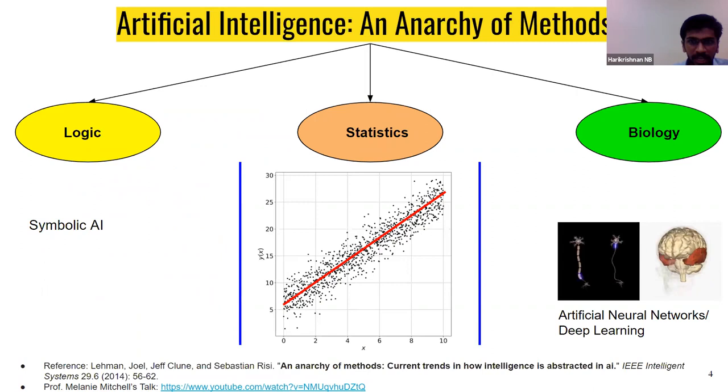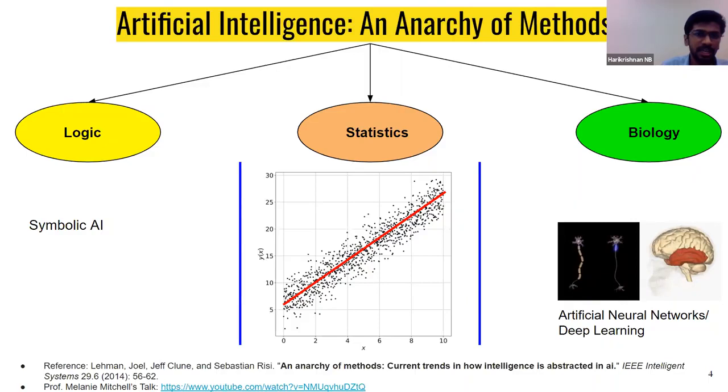But one definition which I like most is defining AI as an anarchy of methods. This was in the following paper. Let me just highlight that paper here. Yeah, an anarchy of methods, current trends in how intelligence is abstracted in AI. When I say anarchy of methods, what it means is that the methods in AI can be divided into mainly three categories. One is logical, second is statistics, and third is biology. The logical is like coming up with statements to prove or deduce some logical statements. So maybe the symbolic AI that began in 1950s were more into logical systems, logical AI.